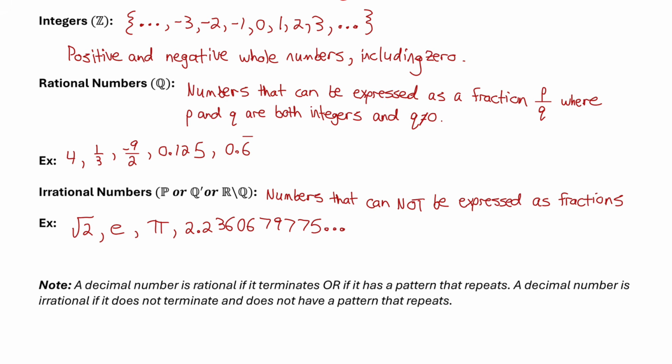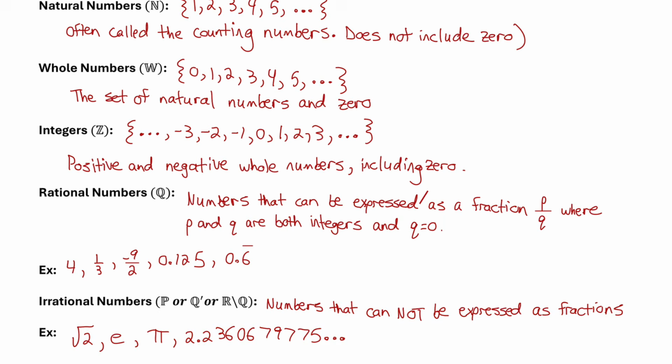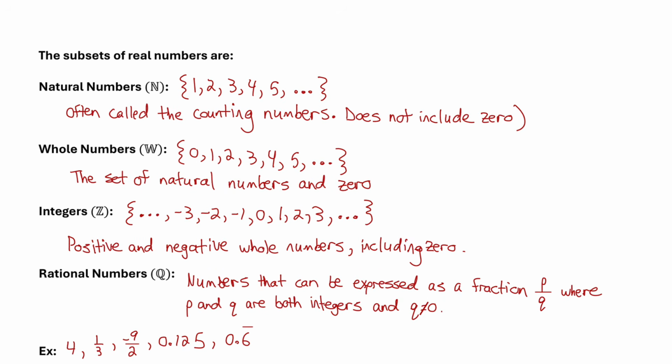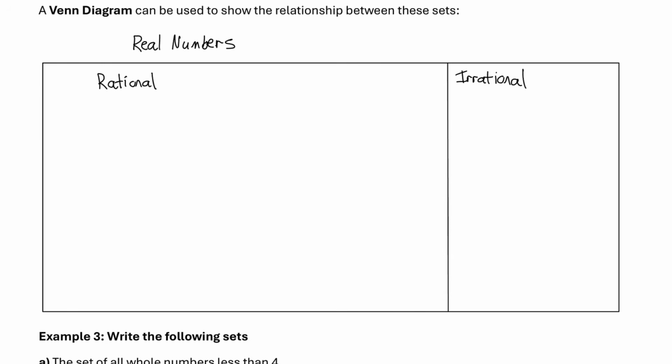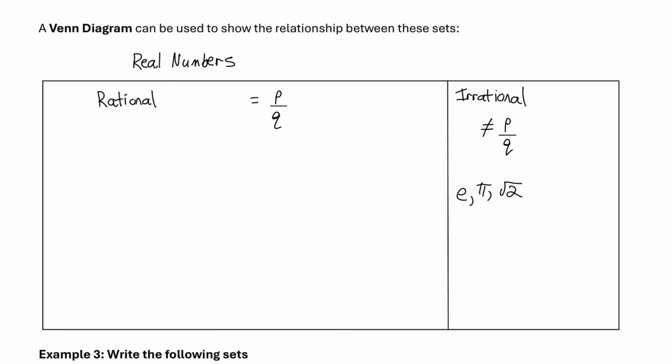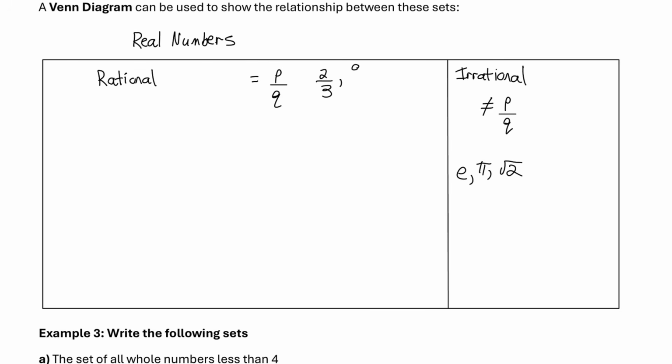And now let's look at a Venn diagram that is going to show you the relationship between all of these different sets that we just looked at. I'm going to label at the top real numbers, and all real numbers are either rational or irrational, where irrational numbers are numbers that cannot be expressed as a fraction, and the examples of values were like e or pi or root 2. But if a real number is rational, that means it can be expressed as a fraction. And so some examples of rational numbers would be things such as 2/3 or 9/4.